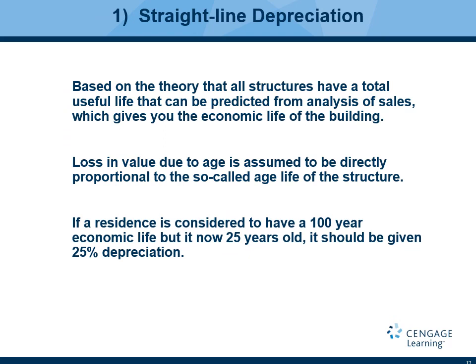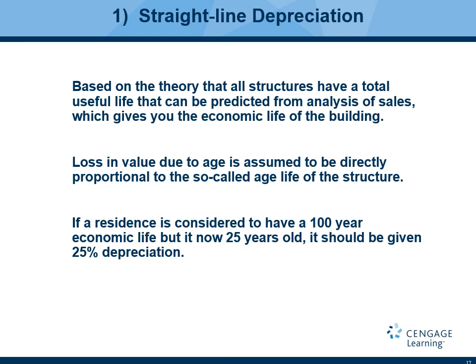Straight line depreciation relates specifically to the age of the building. Loss in value due to age is assumed to be directly proportional to the so-called age life of the structure. Now let's talk about the age life of a structure. When we're talking about residential properties, they are given what they call an economic life. Residences typically are given an economic life of 100 years. So it should last at least that long.